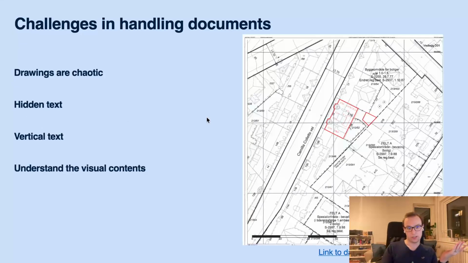And also drawings are chaotic. Hidden text, vertical text, and understanding the visual content, which I'll get into. So as I mentioned earlier, if you applied a traditional OCR engine, such as Tesseract, to this image, you would have big problems. The reason being that you have all of these lines in different directions. So of course you have the letters which you want to extract, but you also have all the different lines here that confuse the model.